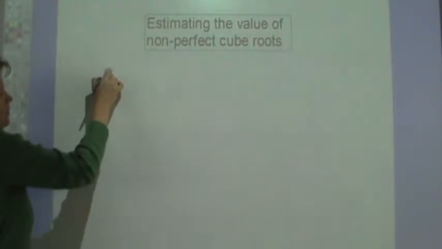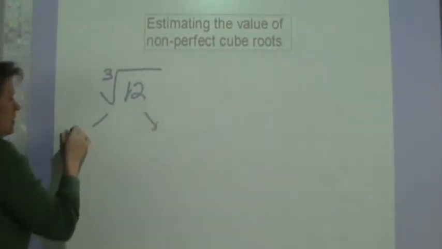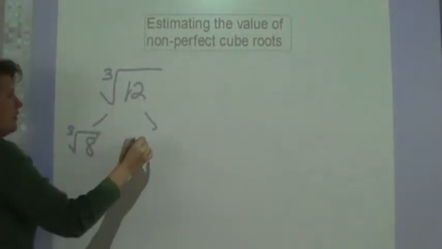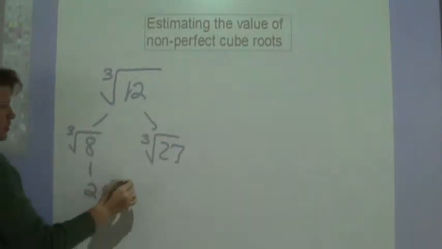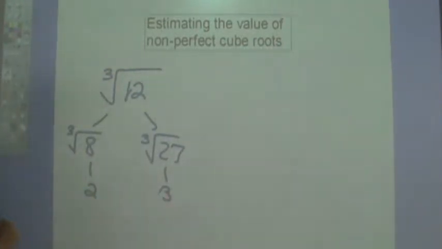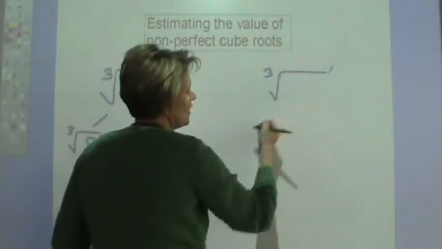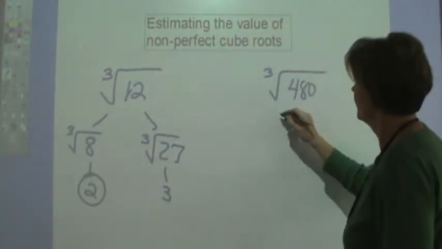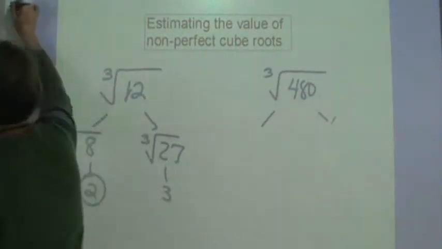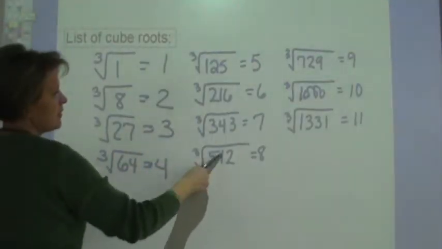Okay, cube root of 12. All right, that's going to be between the cube root of 8 and the cube root of 27. So it's going to be between 2 and 3, and it's going to be closer to 2. Okay, so again, you just take your number. So like if it's the cube root of 480, go back to your cube root list, which you should have written down, obviously, 480 is going to be between these two.